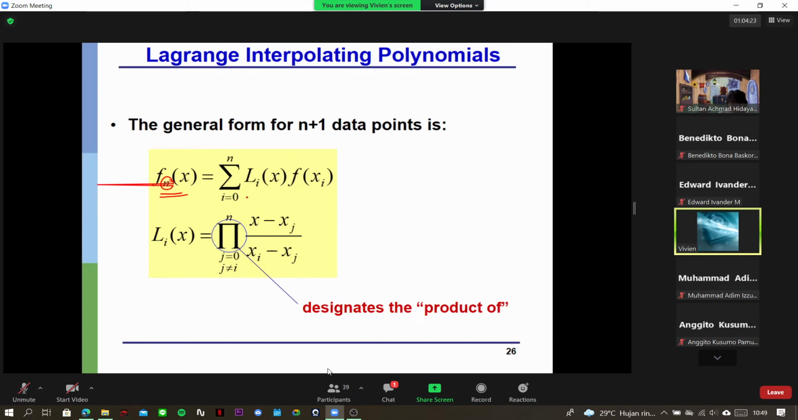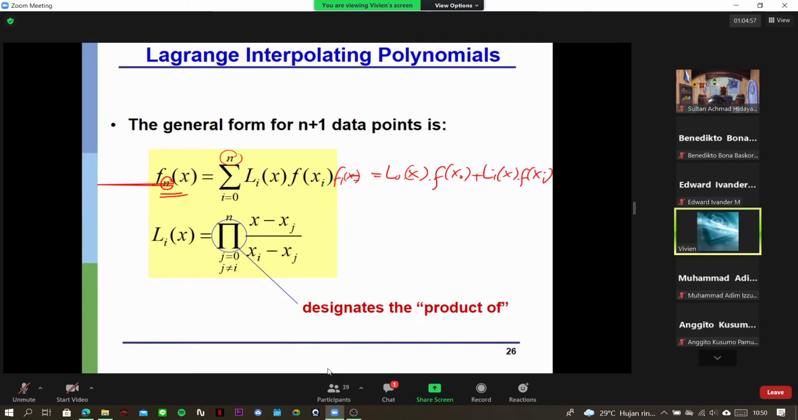Now we have a slightly different structure for the equation here, in which fn(x) will be sigma Li(x) times f(xi). For example, we want first order, so n is equal to 1, so f1(x). That will be equal to L0(x) times f(x0) plus L1(x) times f(x1). This is for the first order.